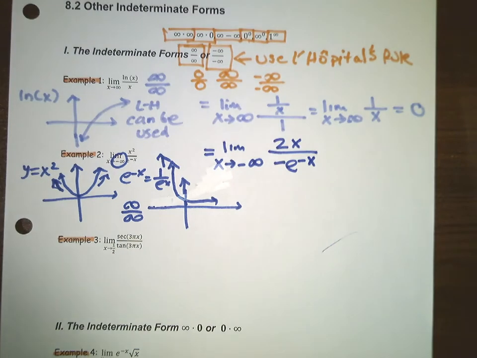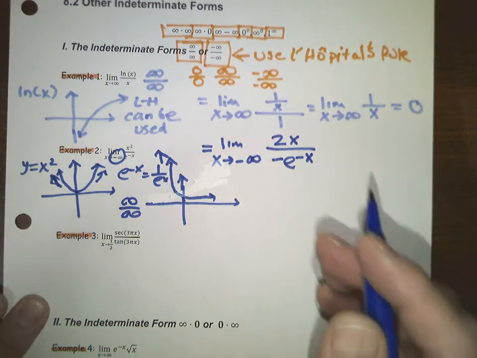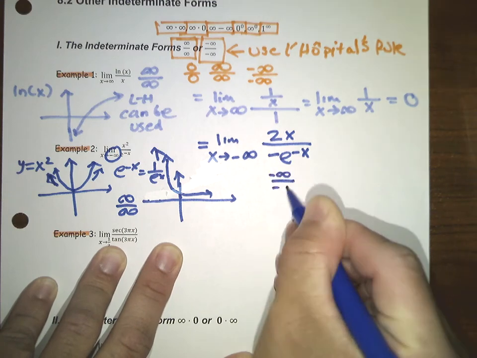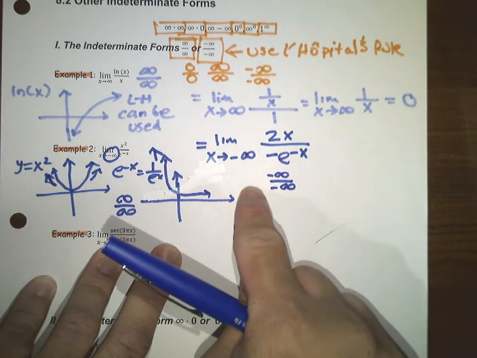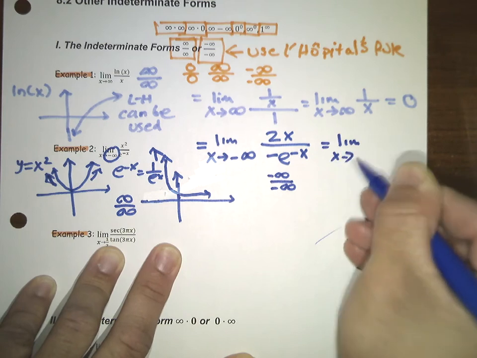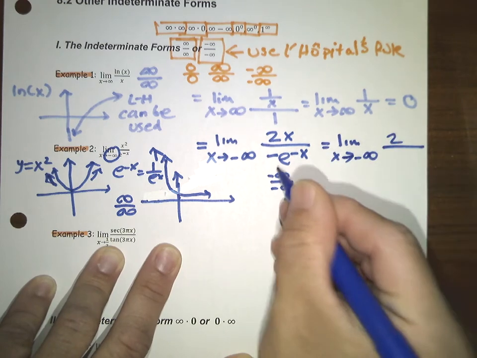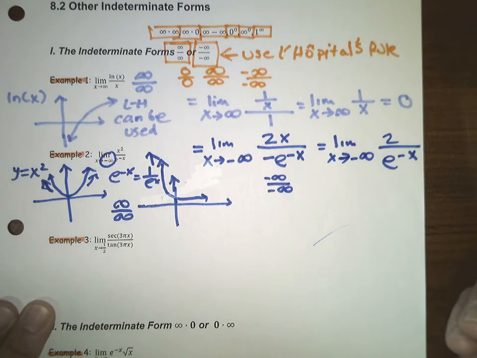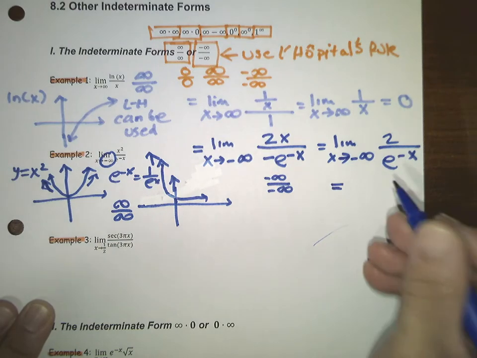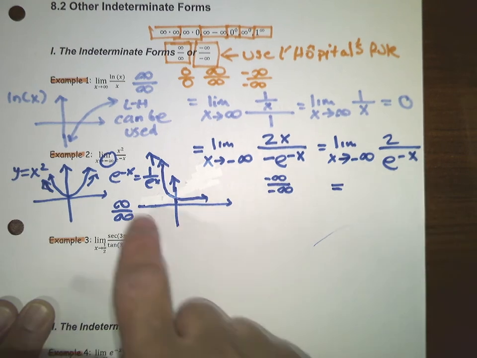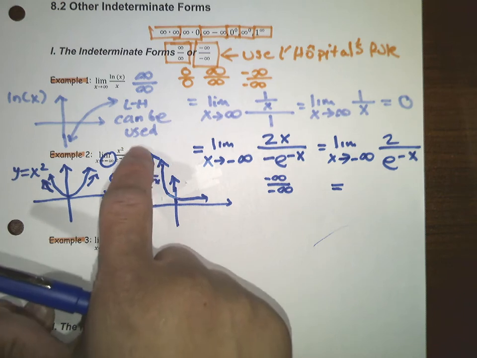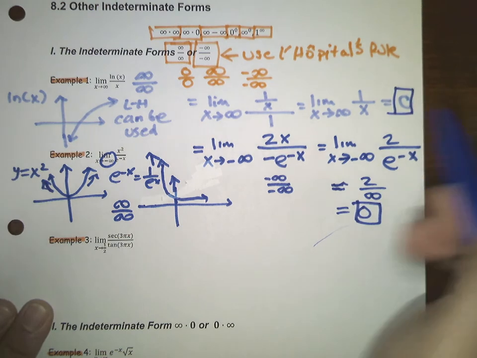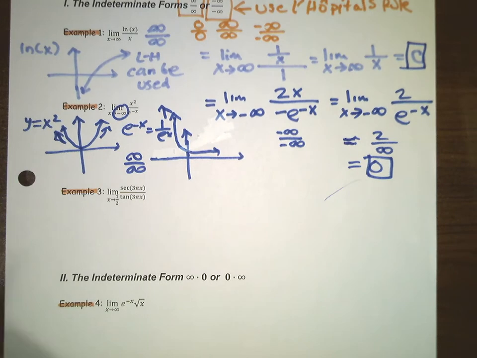If you do this again, you realize you have a form that is negative infinity over negative infinity, so I can apply L'Hopital's rule again. That gives me the limit as x approaches negative infinity of the derivative of 2x, which is 2, over the derivative of negative e to the negative x, which is e to the negative x. As x goes to negative infinity, e to the negative x becomes really, really large. It's approximately 2 over some really large number, which gives you 0. So this limit ends up being 0. The first one was 0, this one is 0, and now let's try the next one. Again, if you have any questions about that, let me know.